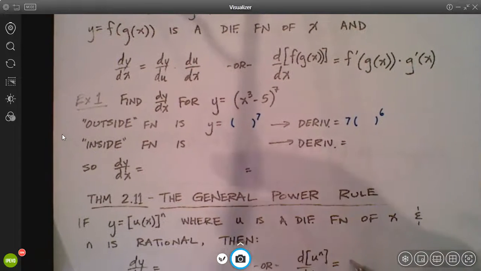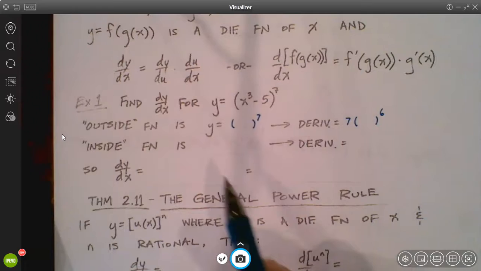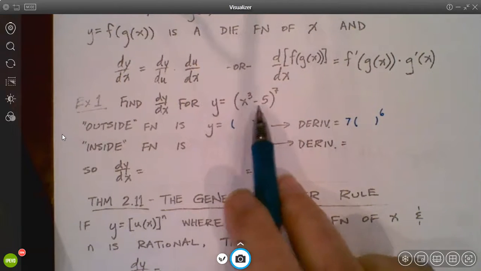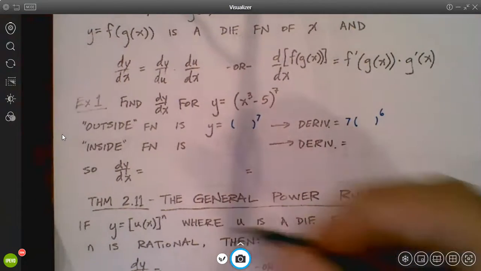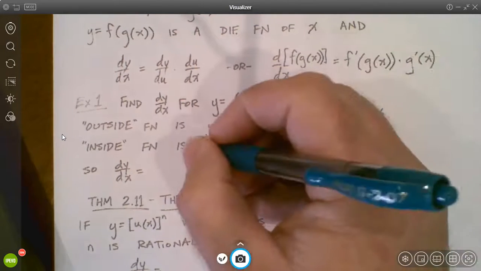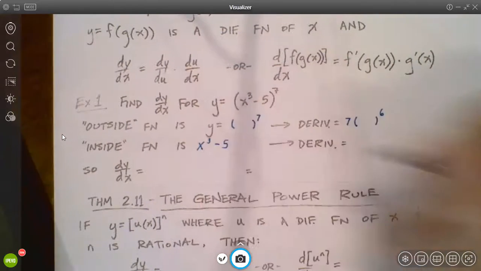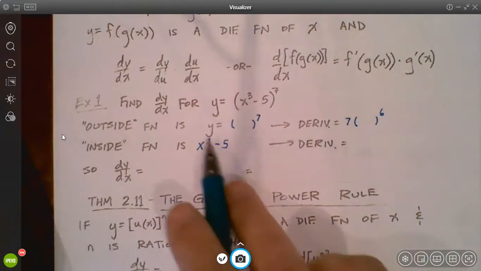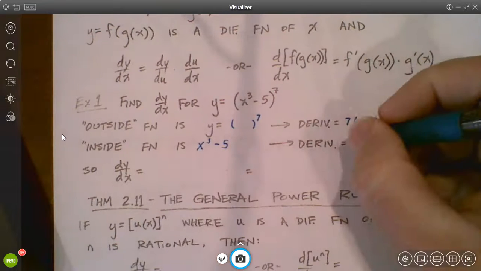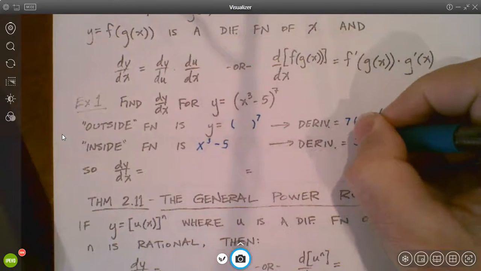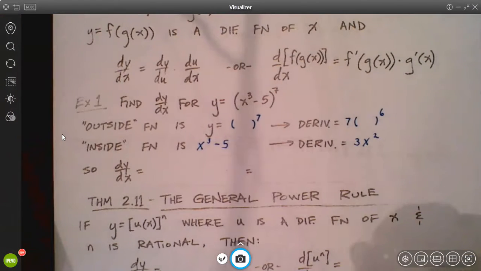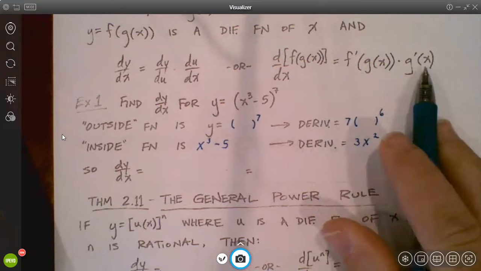And so that's going to be the outer derivative, but then the inside derivative is when we look at what's in those parentheses. So now we're looking at the x to the 3rd minus 5. And we're going to need the derivative of that inside function, which would be 3x squared. And so now let's put all that together according to this layout.